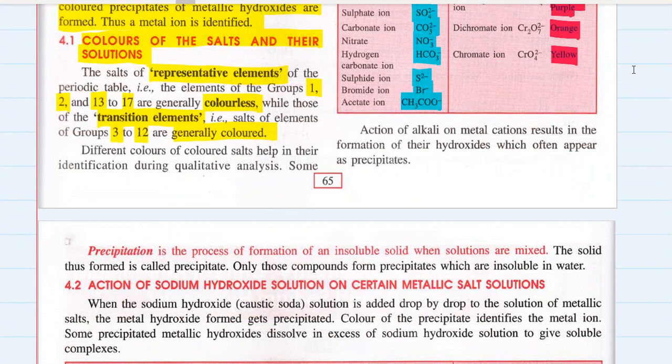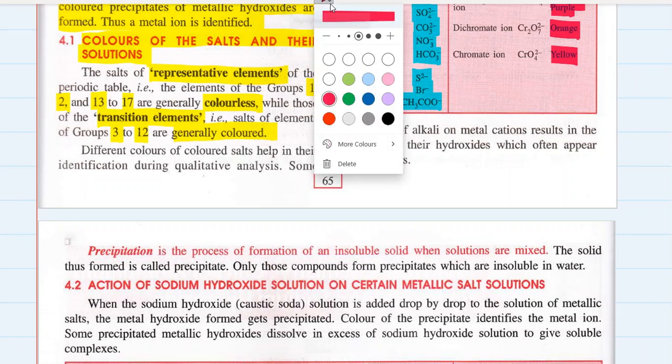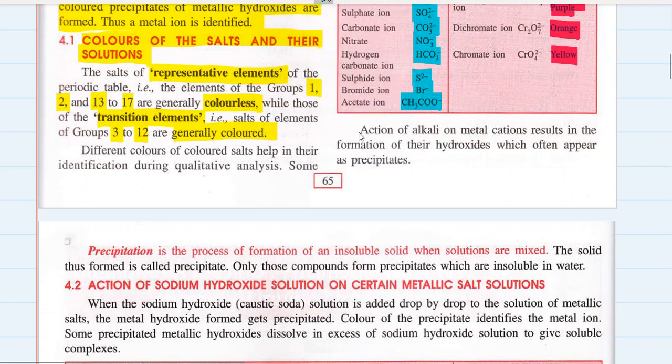Coming back to our topic. What is the action of alkali on metal cations that we have to study. The action of alkali on metal cations results in the formation of hydroxides, which often appear as precipitates. So this is a very important statement for all of you.